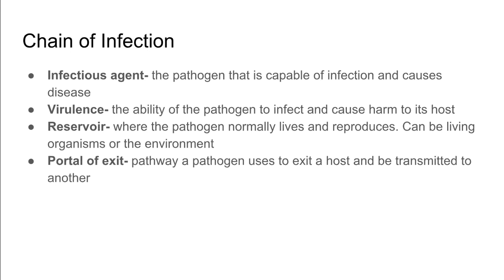When we talk about the chain of infection, the infectious agent is the pathogen that's capable of causing an infection. Virulence can be used to describe a pathogen's ability to infect and cause harm to its host. A reservoir is where the pathogen normally lives and reproduces, and the port of exit is a pathway a pathogen uses to exit a host and be transmitted to another.